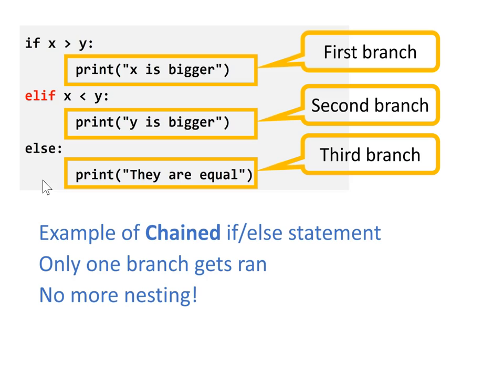So how does this code work? First, we check the condition of the first one. If the condition is true, then we run the first branch, then skip the rest of the code. If the first condition is false, then we move on to check the elif, another condition. If this one is true, then we run the second branch, then we skip the rest. If this one is false, we skip the second branch, and we move on to the else. We run the third branch.